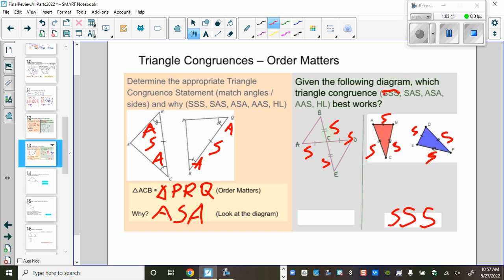However, what about HL? Well, do we have a right triangle? No. So we don't know. Hypotenuse leg, we don't know. Why do you want to say SAS, Alex? What's the same? Okay, but let's talk about this for a second. He's saying it's going to be an SAS.